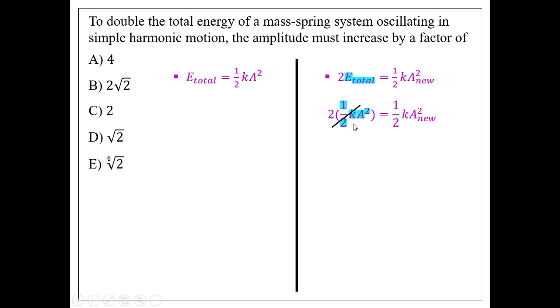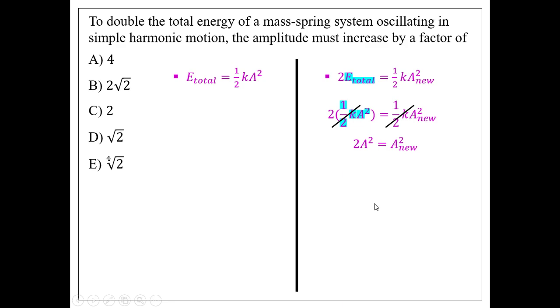So the 1/2 and the K cancel out because they appear on both sides. So here, there's a 1/2 times K. On the right side, there's also a 1/2 times K. So I'm going to cross out the 1/2 and the K at the same time. On the left side, all you have left is 2 and A squared. And on the right side, the only thing you have left is A new squared.